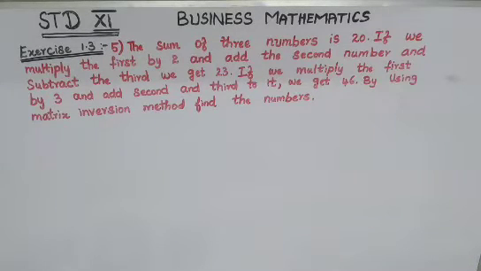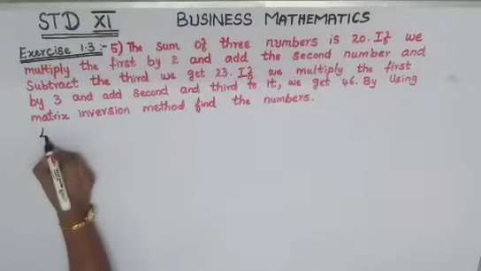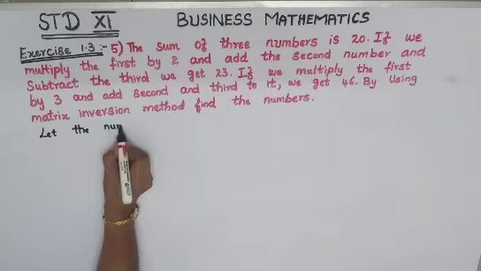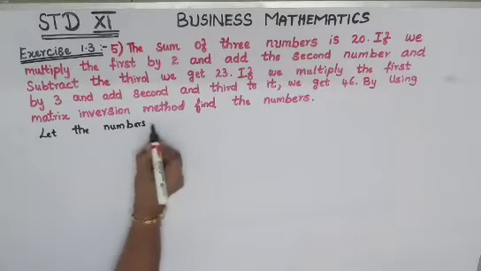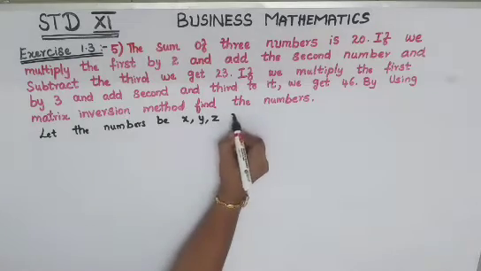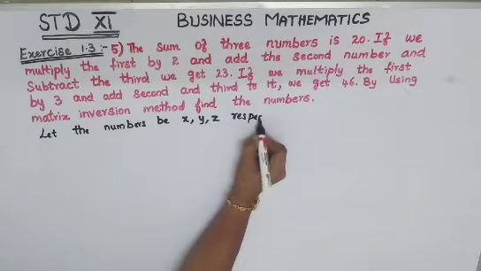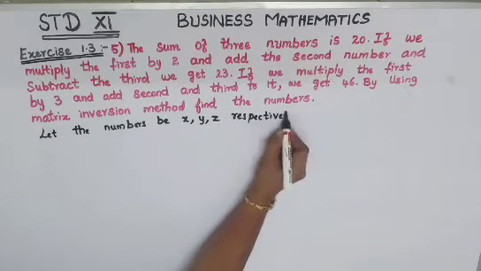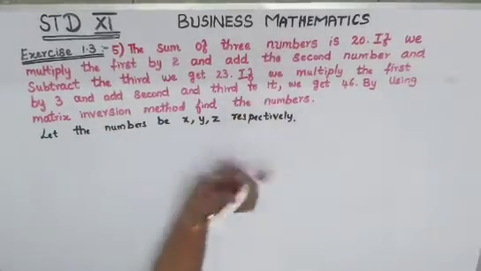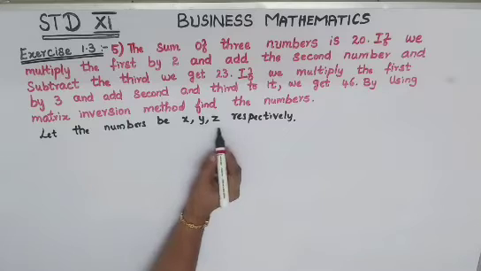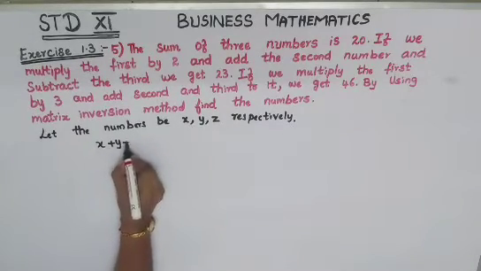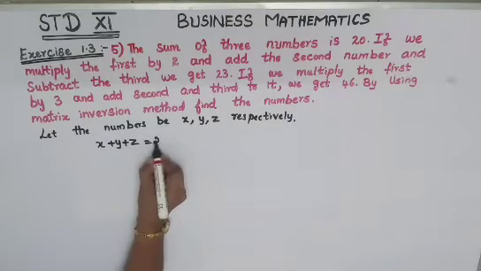So first we'll have to declare the numbers. Let the numbers be x, y, z respectively. So your first condition is the sum of the three numbers is 20. So adding all these three numbers will get 20. So the first equation will become x plus y plus z is equal to 20.